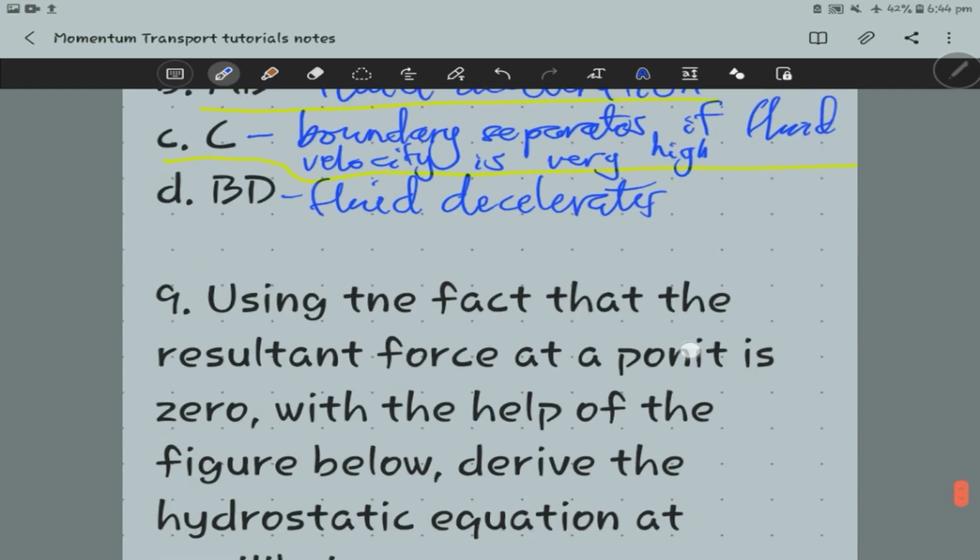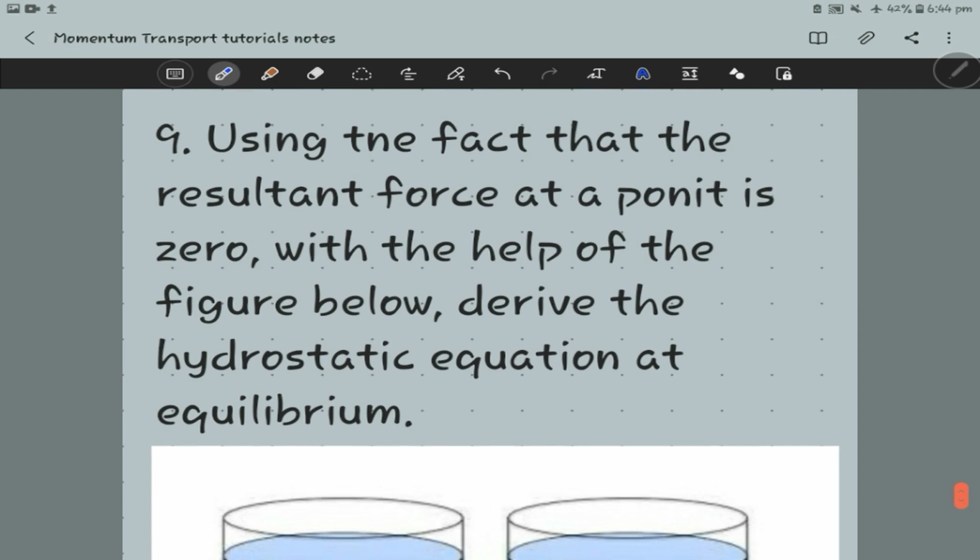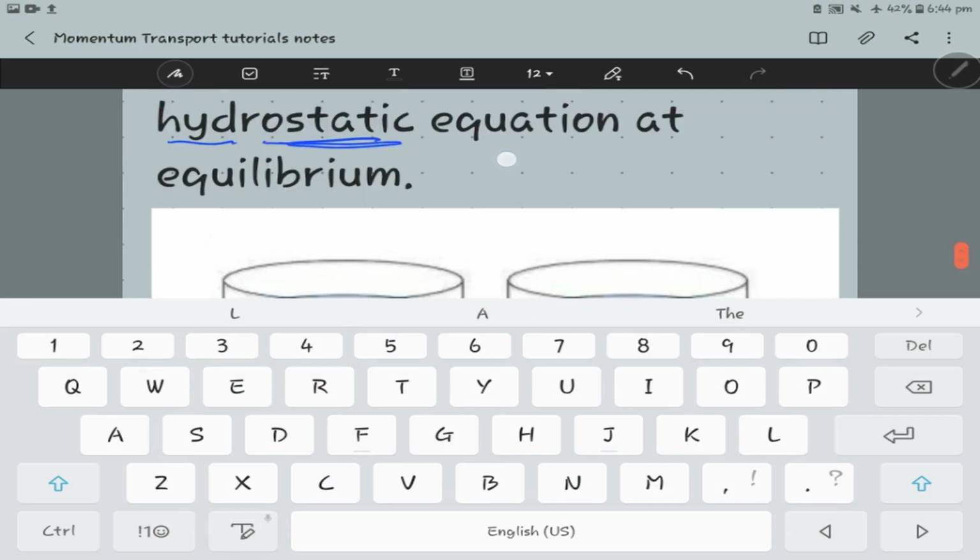All right. Here we are using the fact that the resultant force at a point within a fluid. This is basically about fluid, which is why we see hydrostatics. At a point, with the help of the figure below, derive the hydrostatic equation. So that's what I'm going to do.